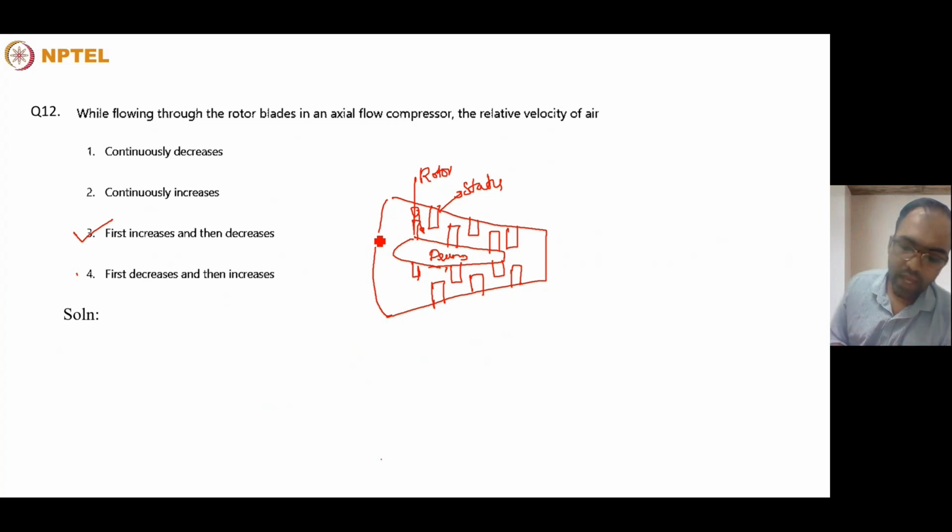An axial flow compressor compresses its working fluid by first accelerating the fluid and then diffusing it to obtain a pressure increase. So this rotor rotates, imparting kinetic energy and a sudden increase in the enthalpy onto the air. And then as it goes through the stator part, this kinetic energy is converted to pressure energy. So initially there will be an increase in the kinetic energy and then there will be a decrease in the kinetic energy. So the answer is first increases and then decreases.